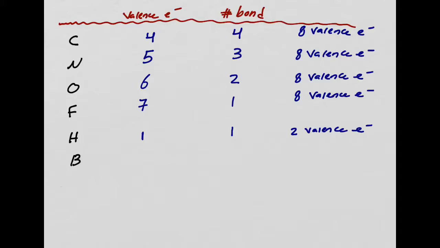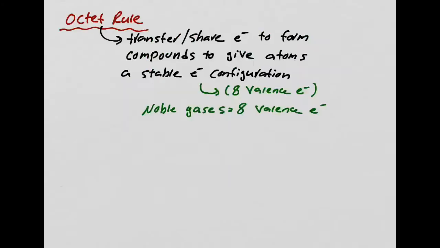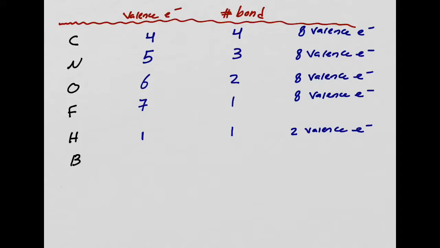Okay. Now, let's look at boron. How many valence electrons does boron have? When you look at the periodic table, boron has 3, okay? Now, how many bonds does it need? You're probably going to say 5. And you would be right, but you know chemistry, there's always an exception.